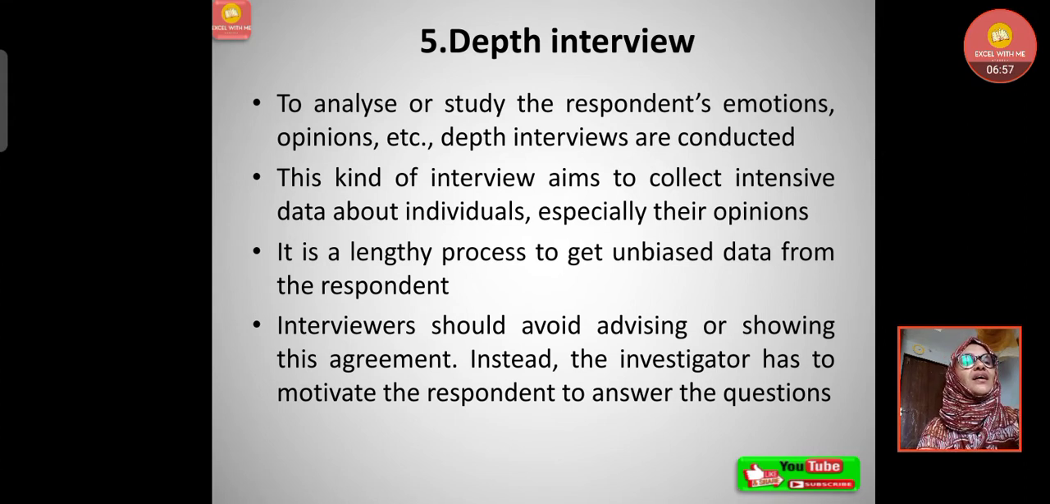Now the fifth one, depth interview, to analyze or study the respondent's emotions, opinions, etc. Depth itself gives you the meaning that in depth, in detail, we are going to discuss the individual's personal life, attitudes or beliefs. This kind of interview aims to collect intensive data about individuals, especially their opinions. It is a lengthy process to get unbiased data from the respondent. Obviously, interviewers should avoid advising or showing disagreement. Instead, the investigator has to motivate the respondent to answer the questions.